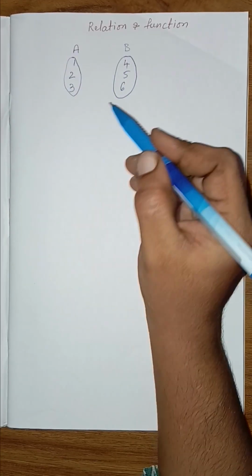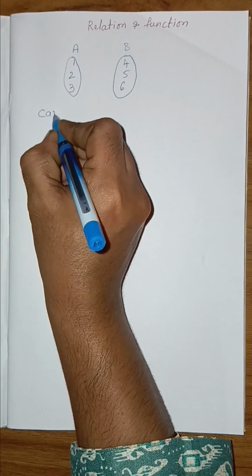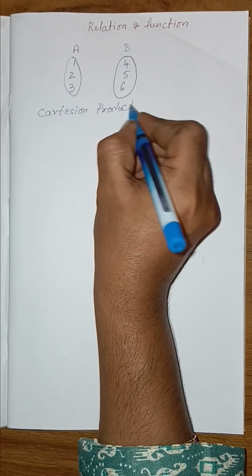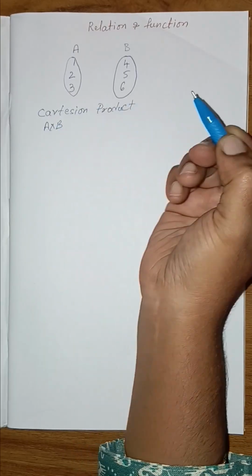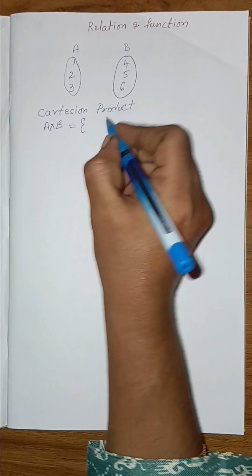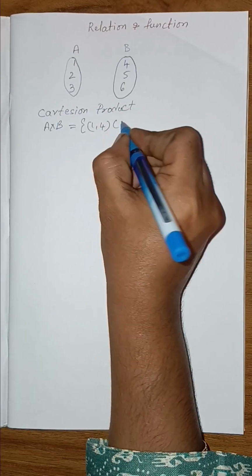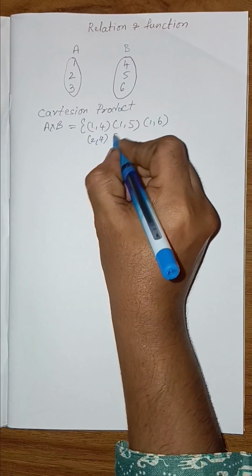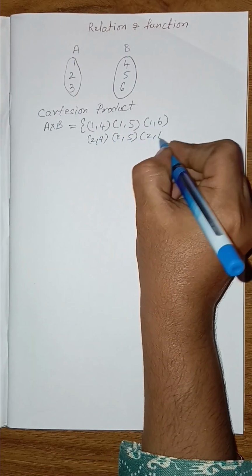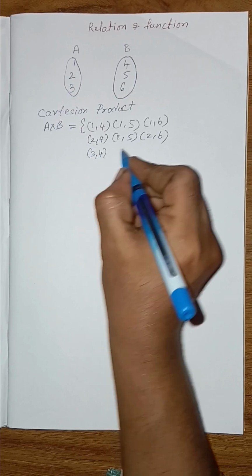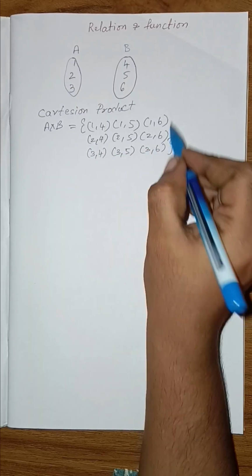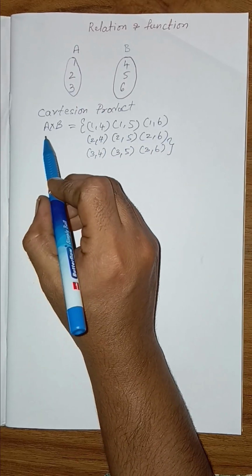So first we have to write a Cartesian product. So how do we write a Cartesian product? The Cartesian product we will denote as A into B. So we are going to write A cross B, that is nothing but 1 comma 4, 1 comma 5, 1 comma 6, then 2 comma 4, 2 comma 5, 2 comma 6, then 3 comma 4, 3 comma 5, 3 comma 6. So these are the ordered pairs we get when we do A cross B.